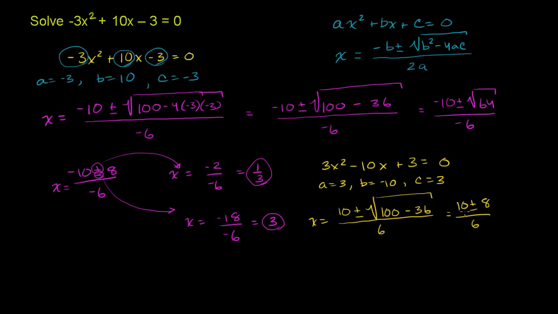If we add 8 here, we get 10 plus 8 is 18 over 6. We get x could be equal to 3. Or if we take the negative square root, the negative 8 here, 10 minus 8 is 2. 2 over 6 is 1/3. So once again, you get the exact same solutions.